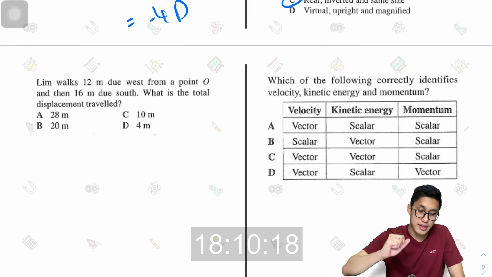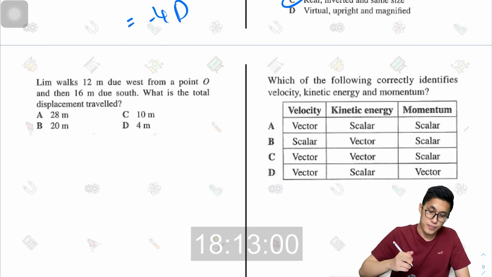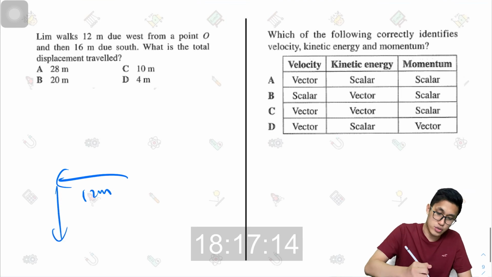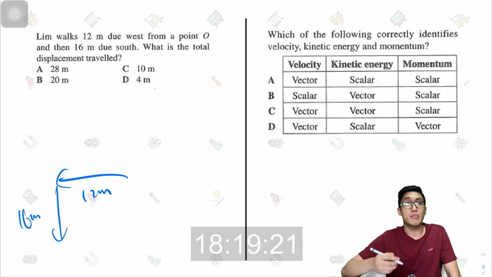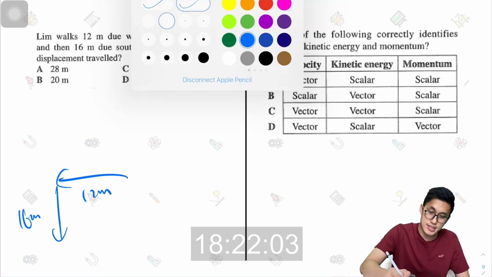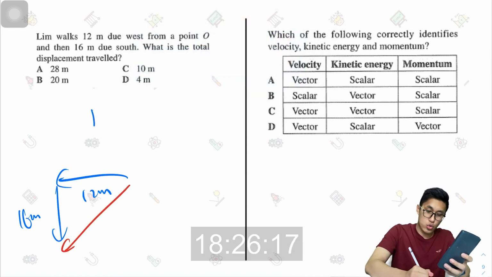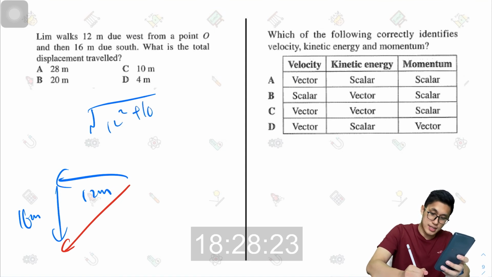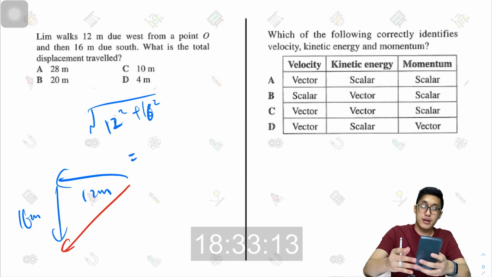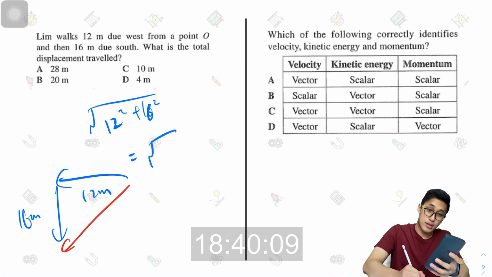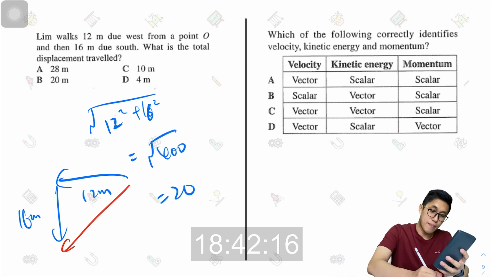Lim walks 12 meters due west from a point O. So this way, 12 meters. And then 16 meters due south, this way, 16 meters. What is the total displacement? Displacement is the shortest distance, so I'm trying to find this, the hypotenuse. So that will be the square root of 12 squared plus 16 squared. Sorry if it's a bit messy. So 12 squared is 144, plus 16 squared, square root the answer. That would be 20 meters.